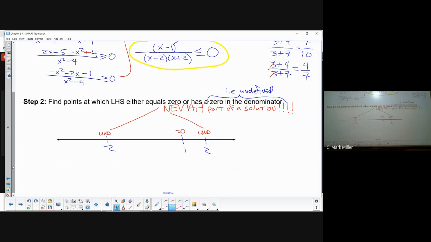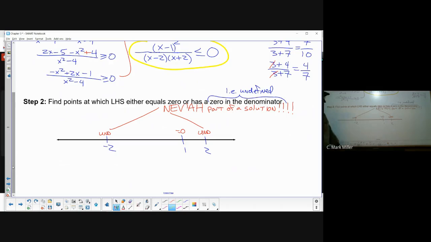Right? Now, I did mention this last time. But the two places where the denominator equals 0, positive 2 and negative 2, those go on the number line as places that the rational function can change signs. But you put undefined above those. Those 2 points will never be part of a solution set. Why? Because when you plug them in, they give you 0 in a denominator.